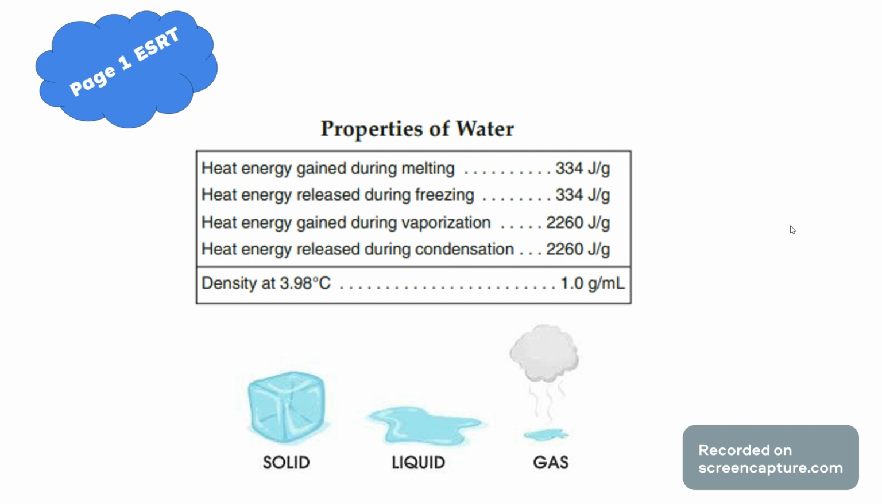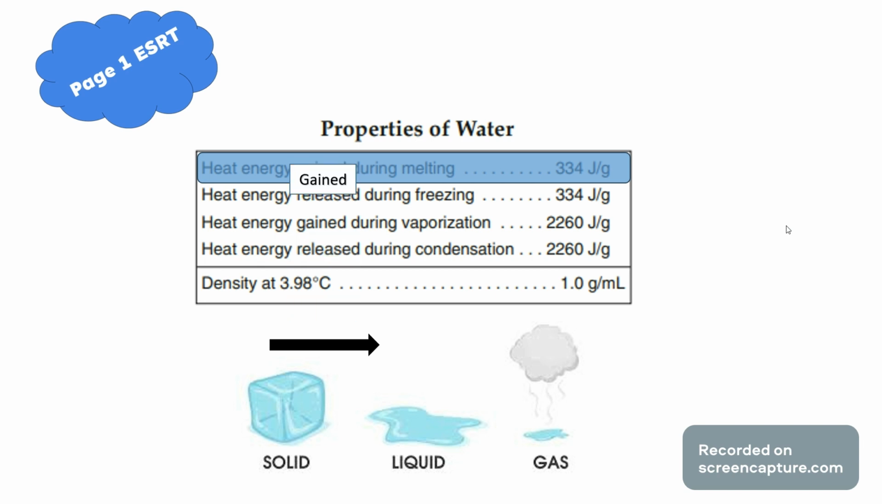vapor. So on this chart, we start off with the melting process, which is going from solid to liquid. And in this process, this chart shows us that we are gaining energy and we are gaining 334 joules per gram for every gram of ice to melt it into liquid water.